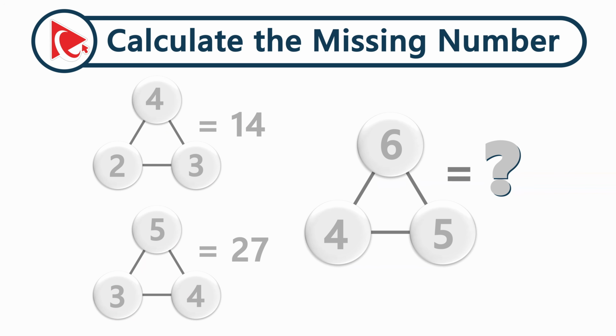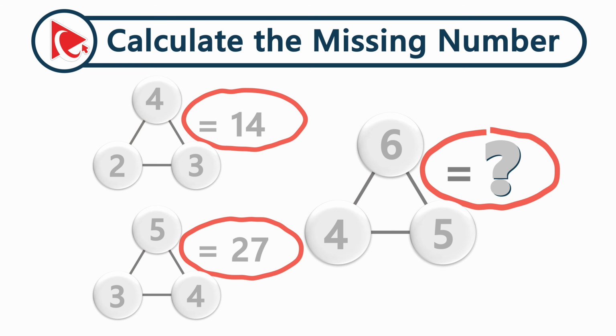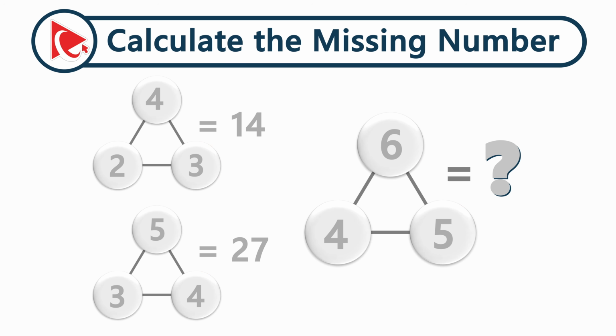You're presented with amazingly cool but unusually looking expressions. On the left side of the expression, there is a triangle. On the right side, there is a calculated number. The first shape has numbers 2, 3, and 4, and the result is equal to 14. The second shape has numbers 3, 4, and 5, and the result is equal to 27.